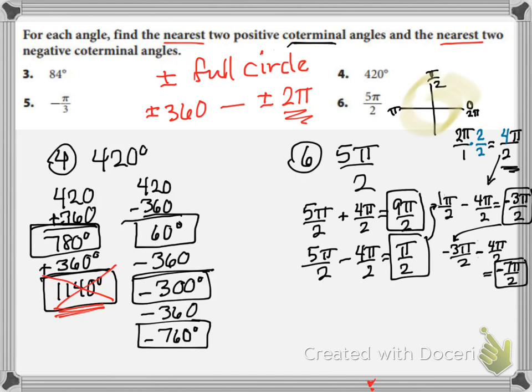There we go. 2 positives, 2 negatives. They were created by starting with the original one and adding a full circle or subtracting a full circle until I got a reasonable selection of 2 positives and 2 negatives. Let's see what else we have in this assignment.